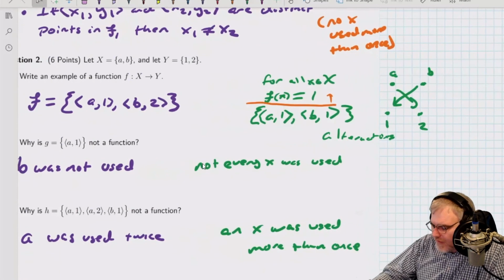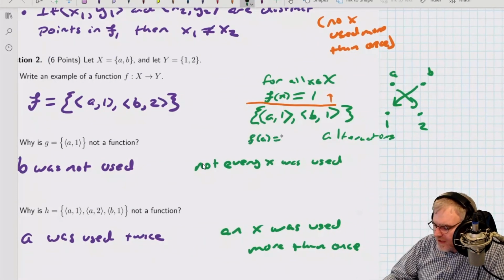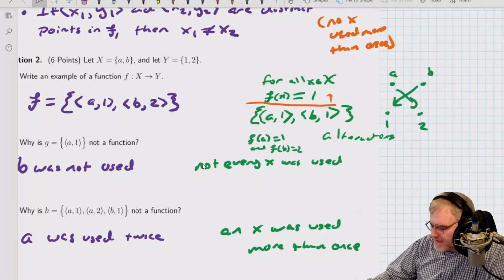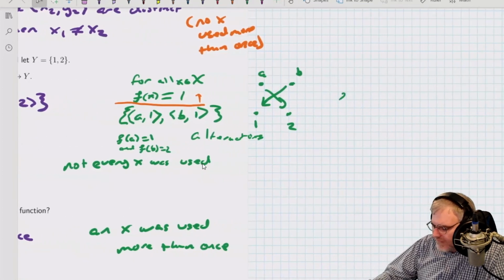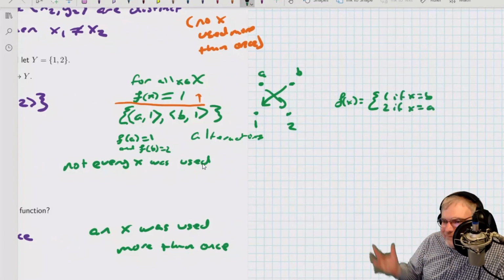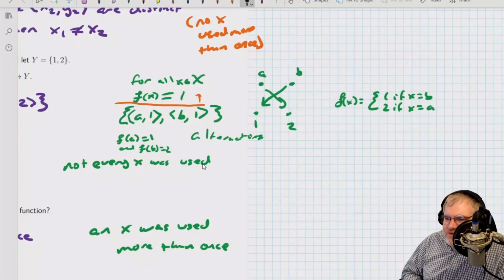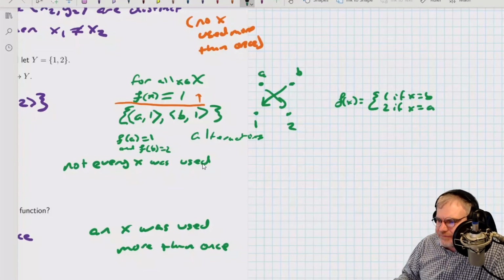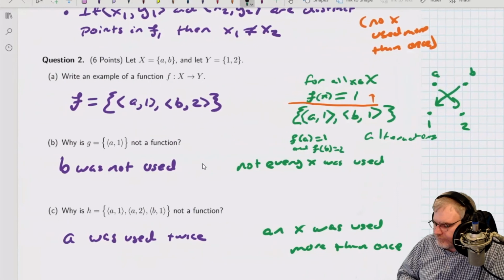Other things you could have done. You could have said f of A equals 1 and f of B equals 2. You could have said something like this: f of x equals 1 if x equals B, 2 if x equals A. There are 1,000 things you could have done that would have specified the function.